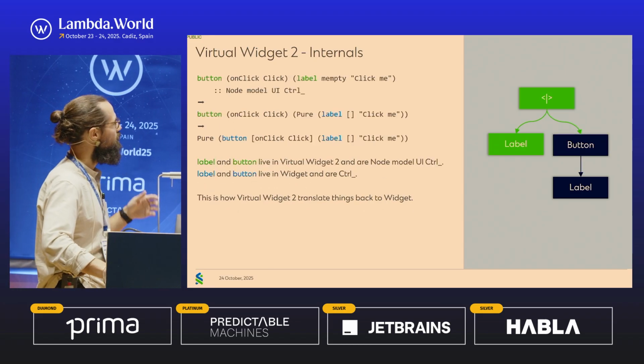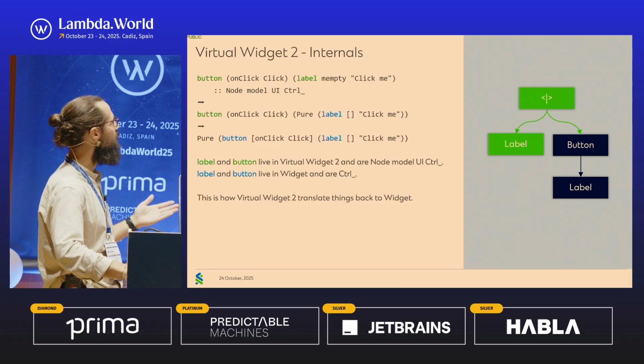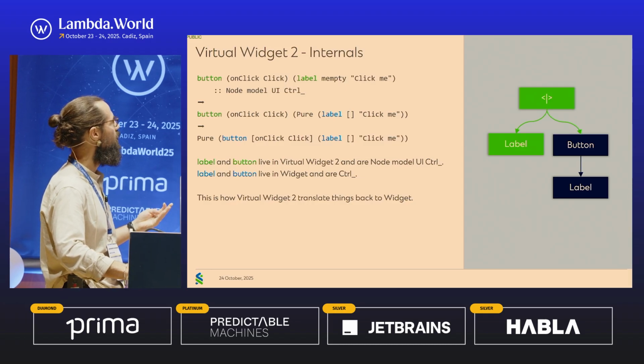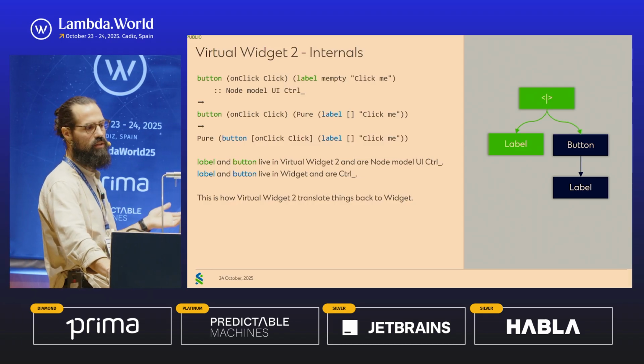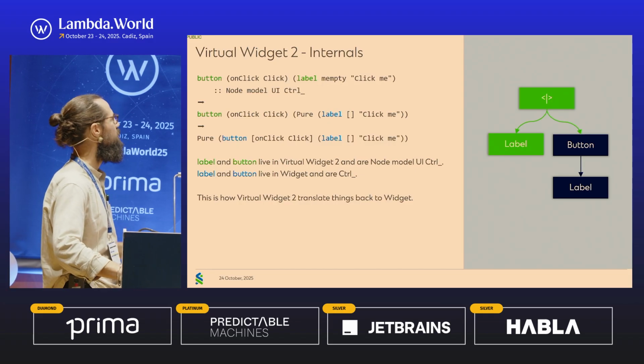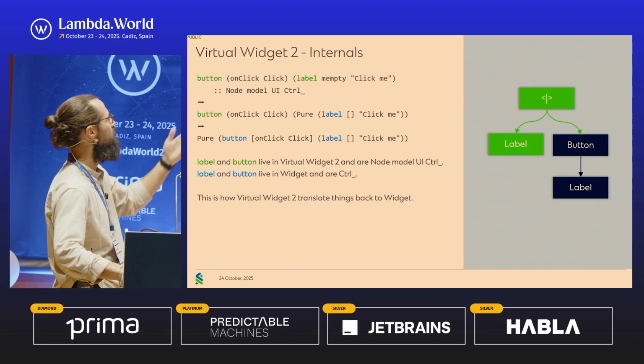And then we have a button that wraps that label. The button is also a static node, because we don't need to update the button. It always raises the same message. So that's it. That gets translated to a pure node, which wraps a pure label.